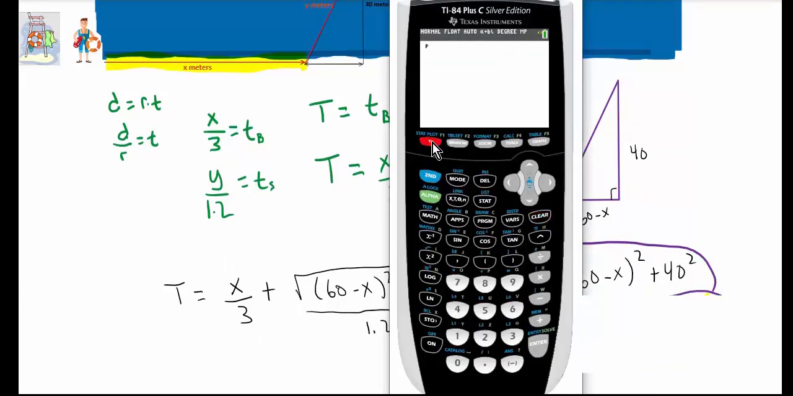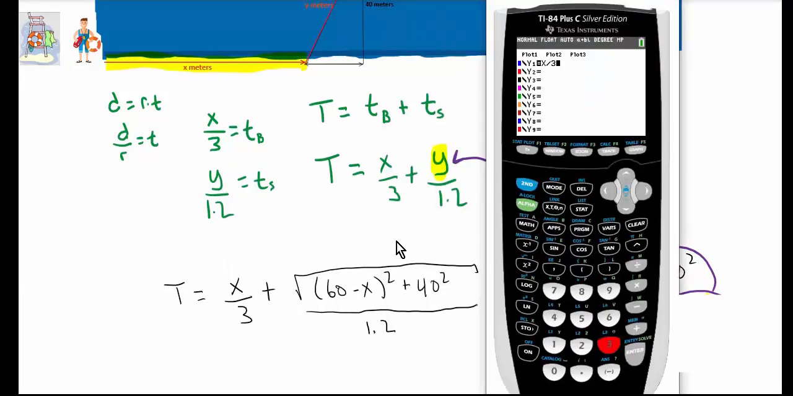I'll press y equals, type in x divided by 3, and since I'm anticipating this entire numerator, that radical being divided by 1.2, I'm going to start by typing plus and then a left parenthesis, and I will type the entire radical in this set of parentheses that I just started. I'm going to press second x squared to get a square root. Make sure you press right parenthesis before you press the square key to make sure the whole expression 60 minus x is being squared.